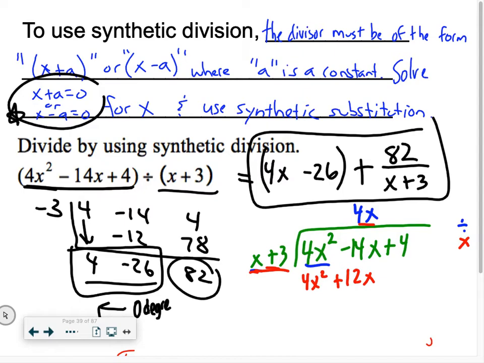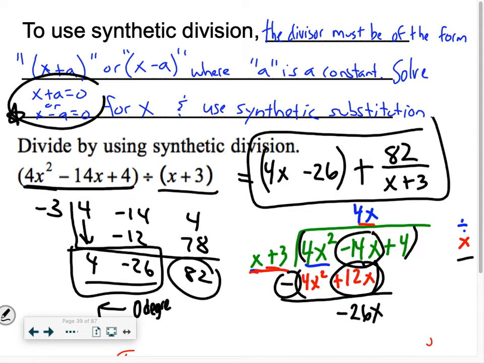Then I subtract that polynomial I just got, the whole polynomial, from the top polynomial. So I'm subtracting the like terms. 4x squared minus 4x squared is 0. That should happen. Negative 14x minus 12 is negative 26x. You may start to see some parallels to our synthetic method. And then we bring down the next term, the plus 4, and now we're going to repeat.